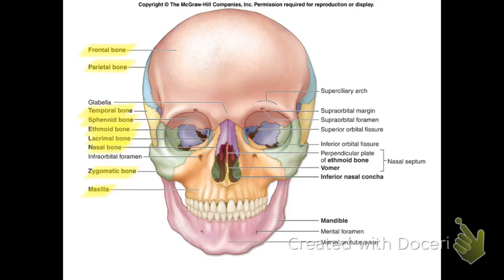So we don't need this week to learn these substructures, but you do need to know the ethmoid and the vomer, the inferior nasal concha, and the mandible. Those are the bones that are here.